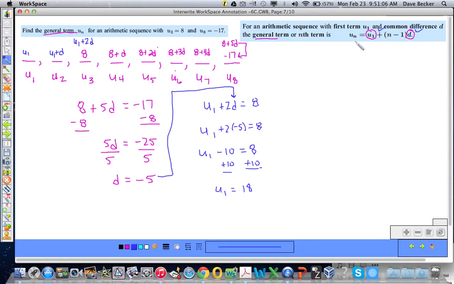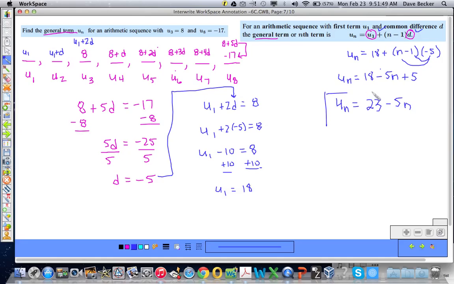So I can say for the general term that u sub n is equal to u sub 1, which is 18, plus n minus 1 times d, which is negative 5. And then I'm just going to clean that up. u sub n is equal to 18 plus, distributing the negative 5, negative 5 times n is minus 5n. Negative 5 times negative 1 is plus 5. And so finally, I get u sub n equals 23 minus 5n, 18 plus 5 minus 5n.